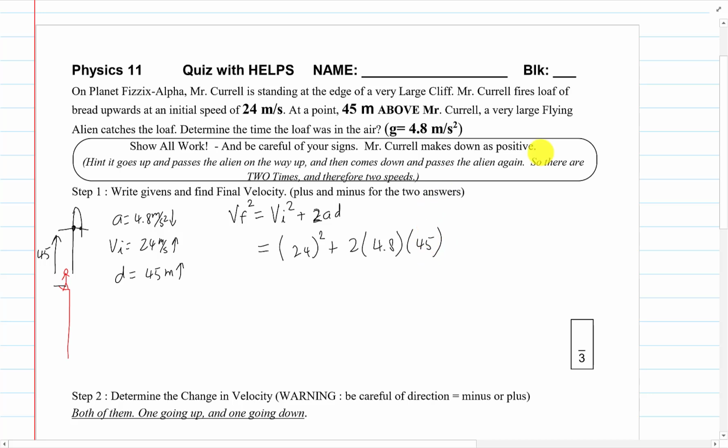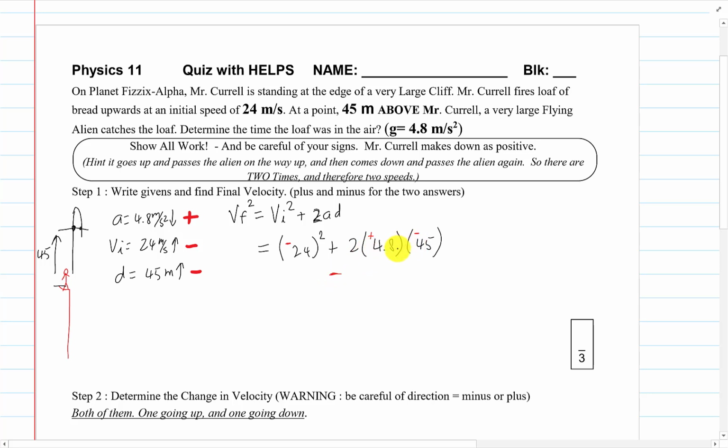Now, I'm going to go back and worry about directions. Mr. Curl makes down positive, and I do too, but it doesn't matter. So we both do it this way, it's great. Those two will be negative. And what we end up with is that this is negative, but because it's squared, it'll be positive. And A, this will be positive, and this is negative. Those might swap if you chose the other direction, but one's going to be negative, one's going to be positive, and then when we do it, it's definitely going to be a negative.